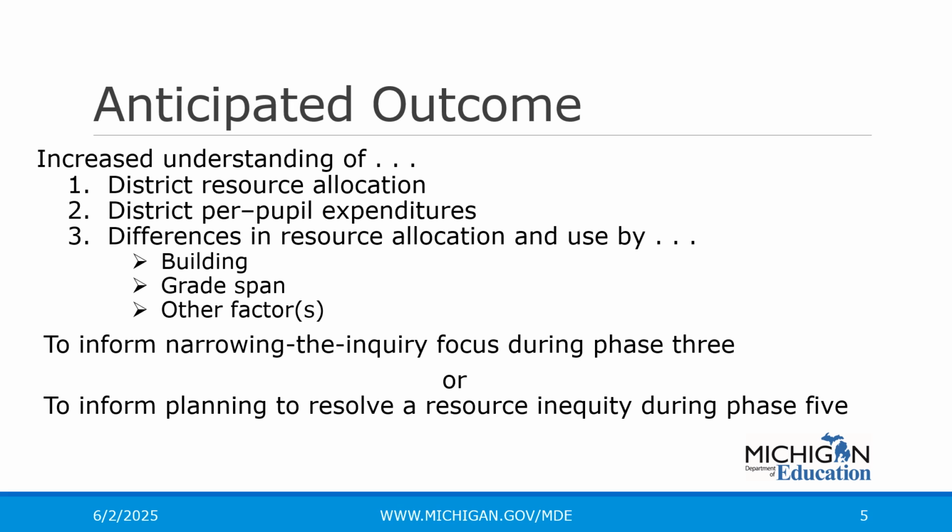The team will likely need to complete further study to narrow any possible resource inequity discovered through this inquiry by moving forward to Phase 3. However, in some cases, the data may present a clear case of a resource inequity in relation to the school index data. When this occurs, the team may move forward to Phase 5 to develop a plan that addresses the inequity.